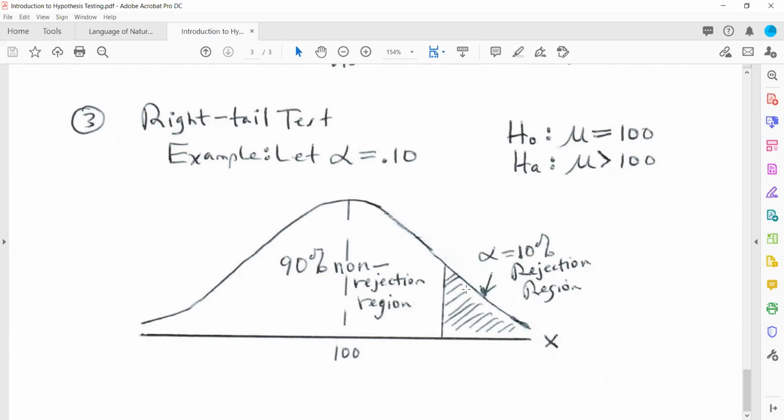They plotted the right tail as 10% like this. And then they plotted 100 as the mean. And then they would plot the sample mean. If the sample mean is in the shaded area here, you reject the null hypothesis. If it's in the 90% non-rejection region, you do not reject the null hypothesis. But this is in essence what a hypothesis test does, okay? And it's based on this alpha, all right? But we'll get into that more later.